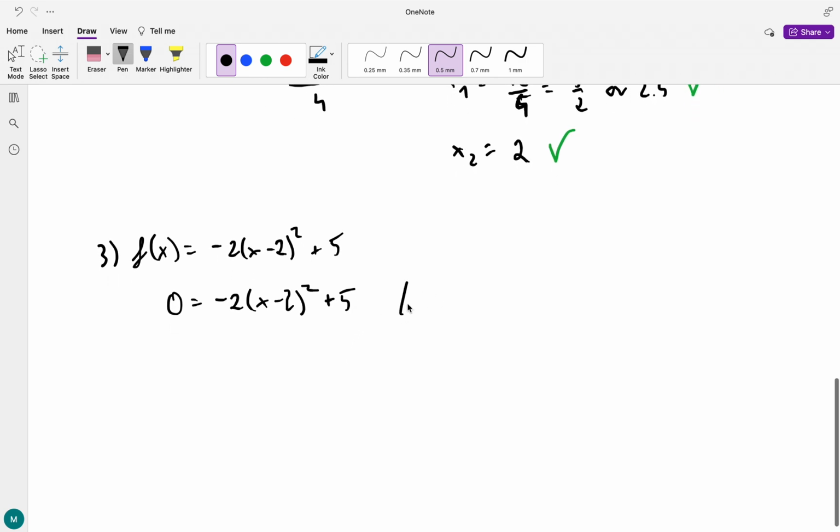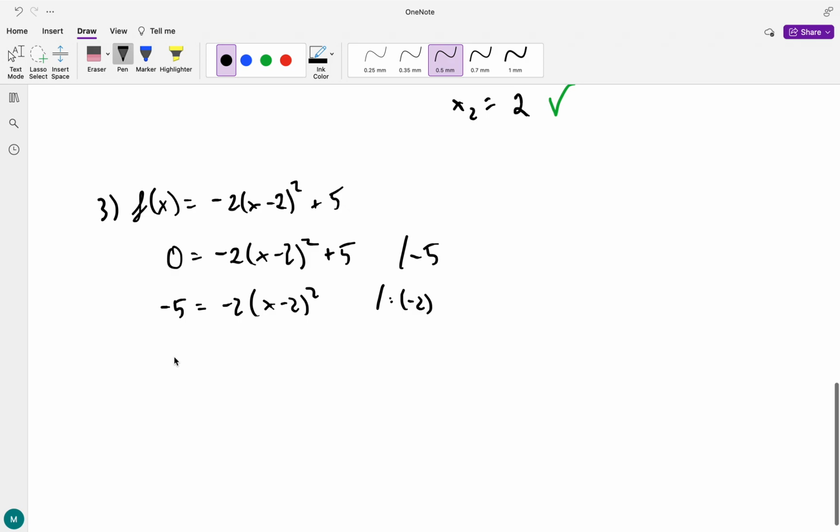Okay, so the first step is to subtract 5 from both sides. And we have negative 5 equal to negative 2 (x minus 2) squared. Now let's divide by negative 2. And we end up with positive 5 over 2, because negative over negative becomes positive, equal to (x minus 2) squared. Now let's take a square root of both sides.